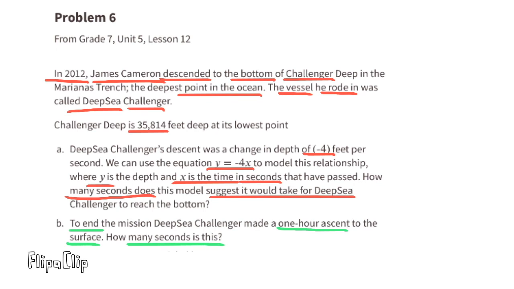B. To end the mission, Deep Sea Challenger made a 1-hour ascent to the surface. How many seconds is this? The ascent was 1 hour. That means that it was going back up to the surface and it took 1 hour. Well, we know that there's 60 minutes in 1 hour and 60 seconds in each minute. Since the ascent took an hour, we can multiply 60 seconds times 60 minutes, and that tells us that there were 3,600 seconds in the ascent.